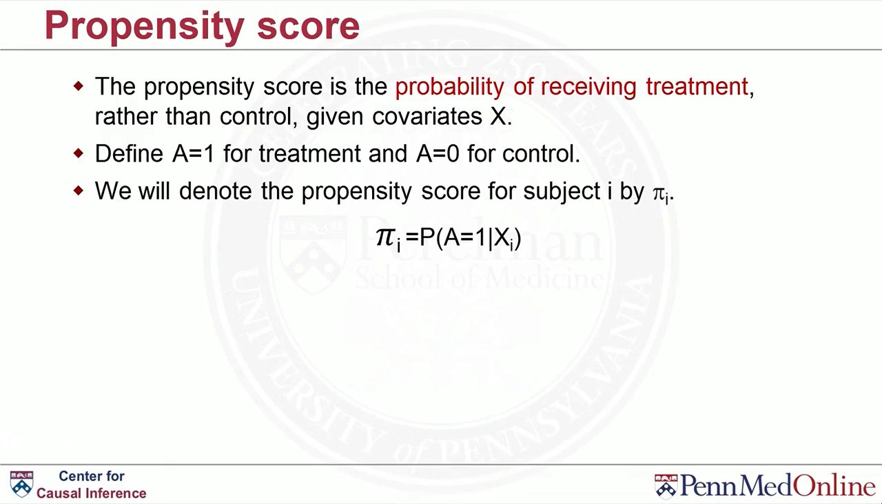Formally, the propensity score, which we'll denote by pi i, is just the probability that A equals 1 given xi. Here, pi i is just notation for the propensity score for person i. So it's really a function of x. You can think of the propensity score as a function of x, but we're indexing it by i because person i has a unique set of covariates, xi. So this is the probability of treatment given that person's particular set of covariates. That's what we mean by a propensity score.